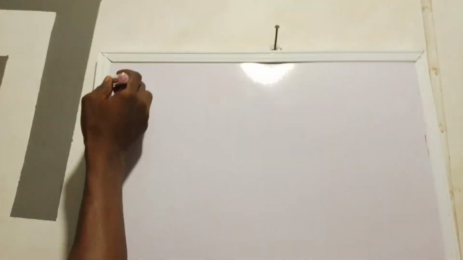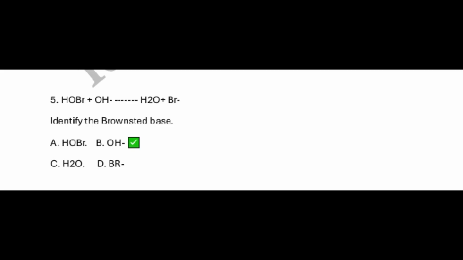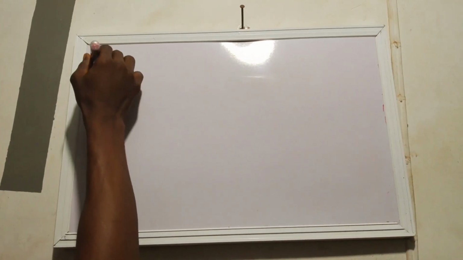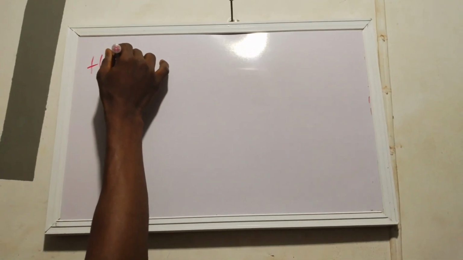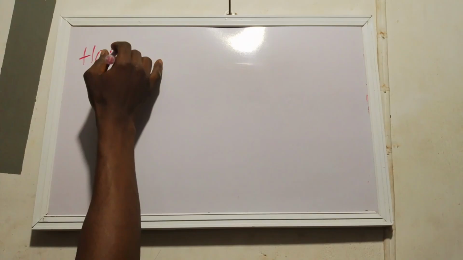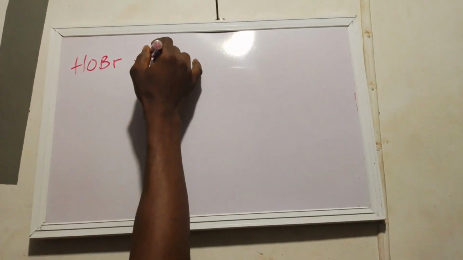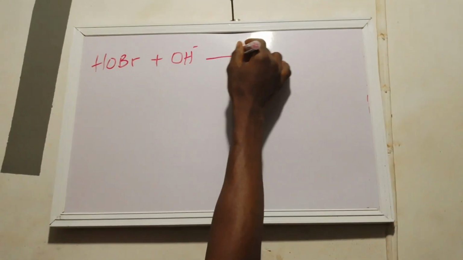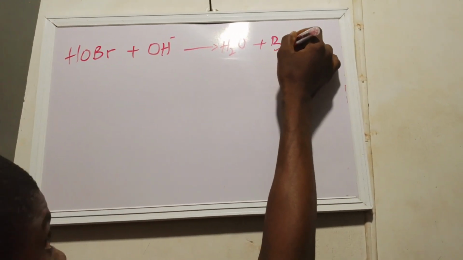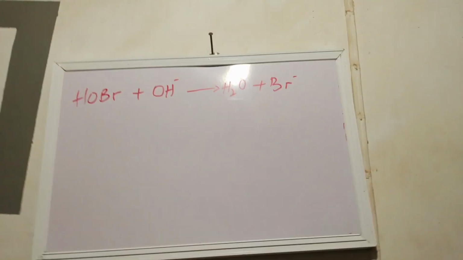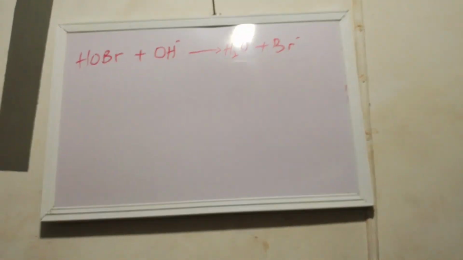Then the next question is, identify the Bronsted base in the reaction between hydrobromic acid and hydroxide ion. According to Bronsted-Lowry theory, an acid is a compound that can give out hydrogen or proton, and a base is the one that can take in hydrogen. From the reaction, hydrobromic acid can give out hydrogen, so it is the acid in the reaction. And also the hydroxide ion can take hydrogen to form water, so that's the base in the reaction.